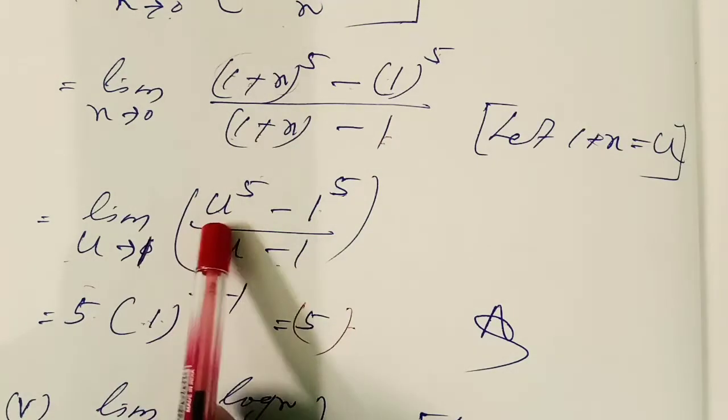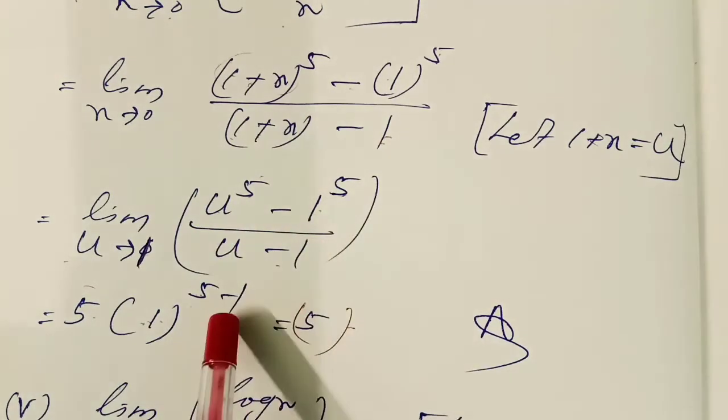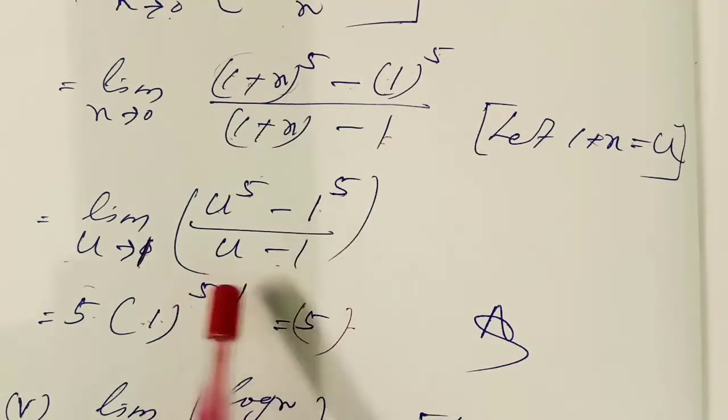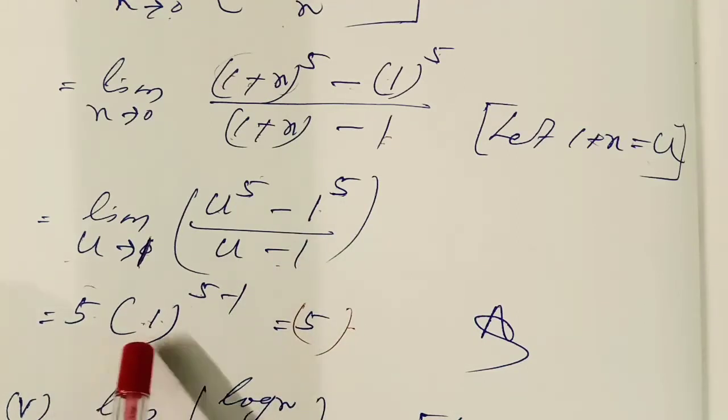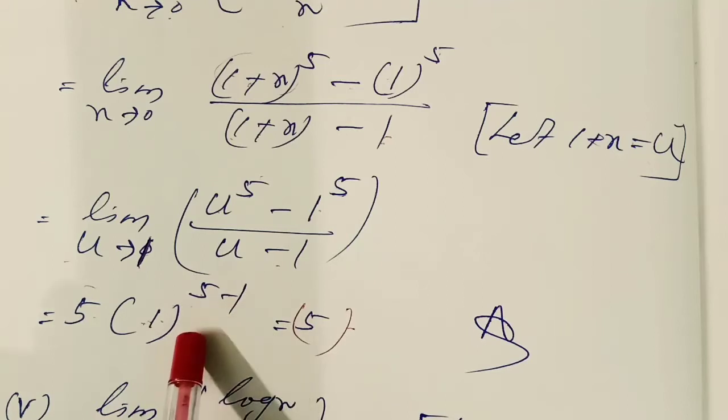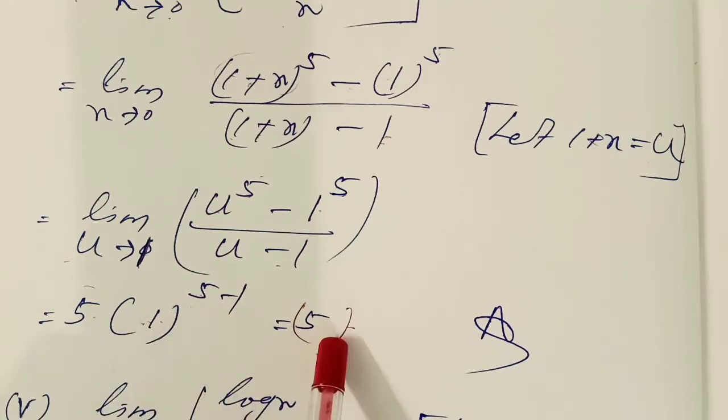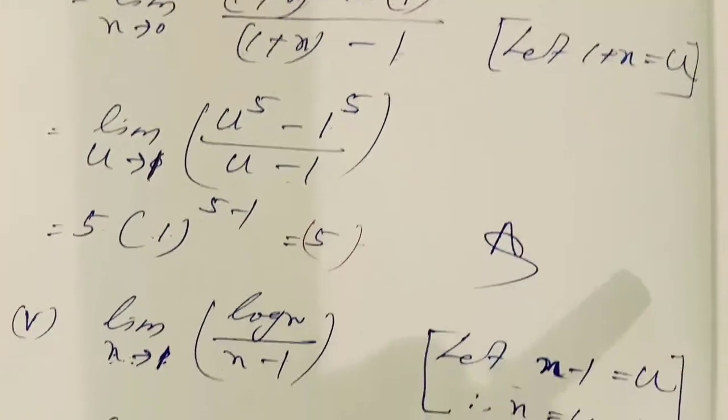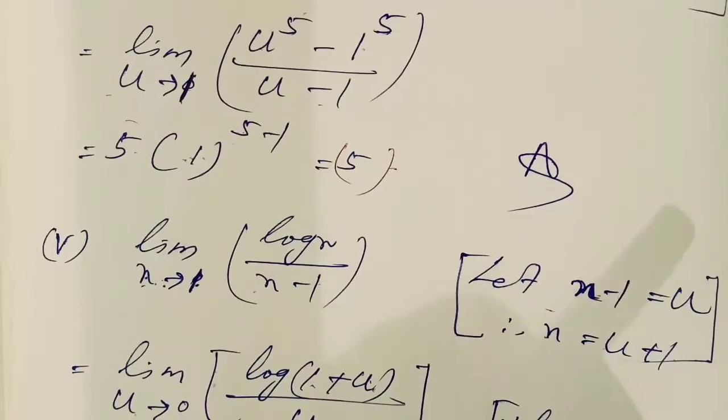U to the power 5 minus 1 to the power 5, because 1 to the 5 means 1, by u minus 1. The formula gives 5 into a, which means here 1, 1 to the power 5 minus 1. The answer is 5 into 1, 5. Let us go to the fifth part. This is the last part of number 4.